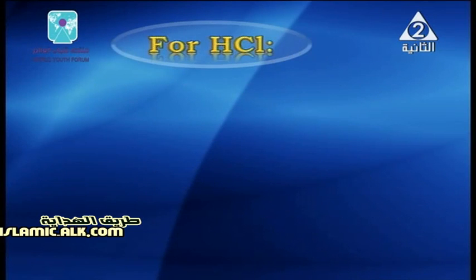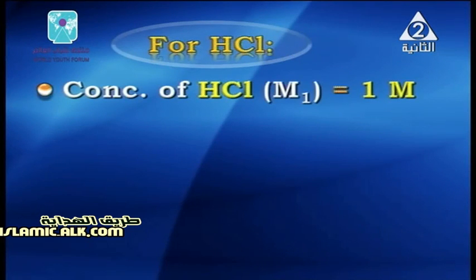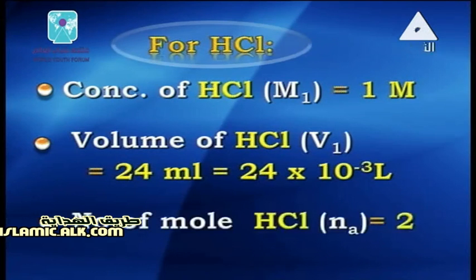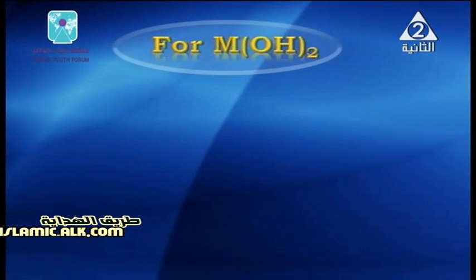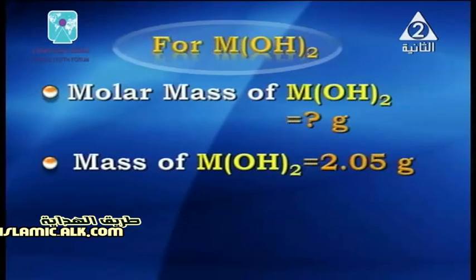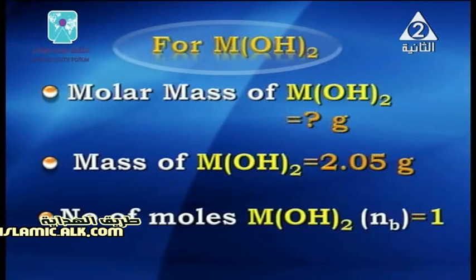So for hydrochloric acid, the concentration of HCl equals 1 molar, the volume of HCl equals 24 milliliter, which equals 24 times 10 to the power negative 3 liter, and the number of moles of acid in the equation equals 2. For the base M(OH)2, the molar mass is unknown. The mass of the base equals 2.05 gram, and the number of moles in the balanced equation equals 1.